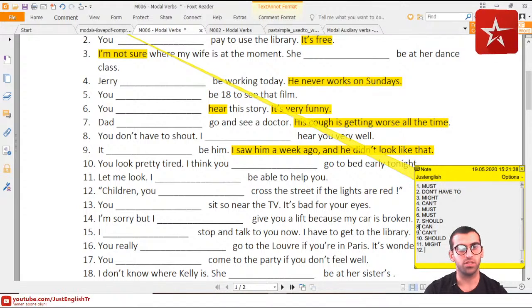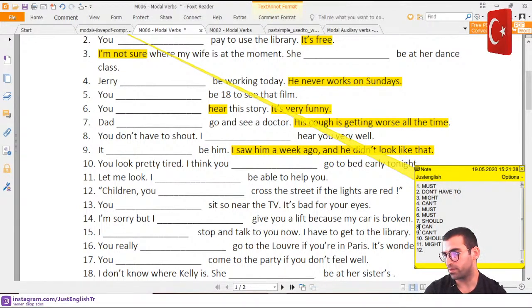Number 12. Children, you blah blah blah cross the street if the lights are red. Yeah, it's a kind of warning. Number 12 warns children.